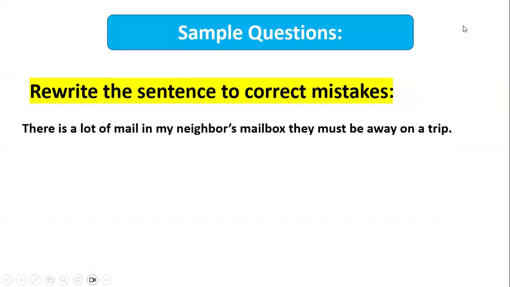Okay. Another question. There is a lot of mail in my neighbor's mailbox. They must be away on a trip. So I have to decide if this is a comma splice or a run-on sentence. What we notice here is that there is a missing punctuation mark between the two sentences. I have two complete thoughts, two complete ideas, but there is no punctuation mark to separate between them. So of course we call this a run-on sentence because there is a missing punctuation mark.